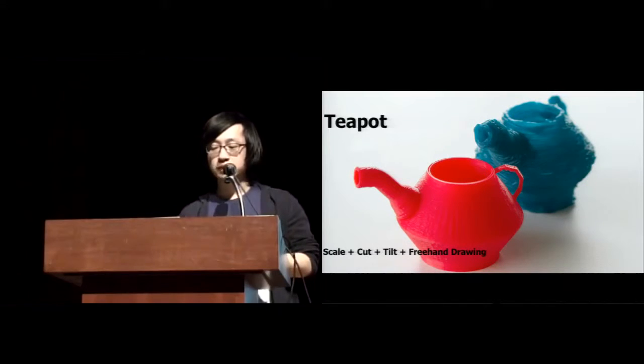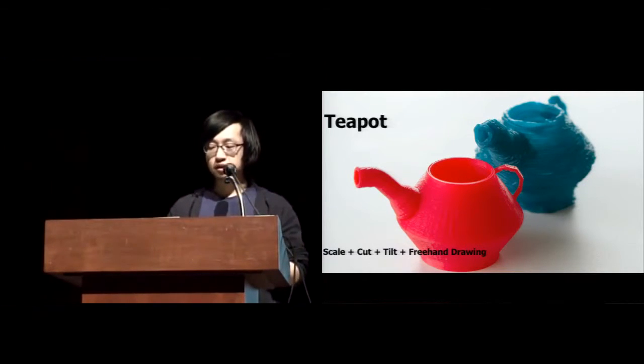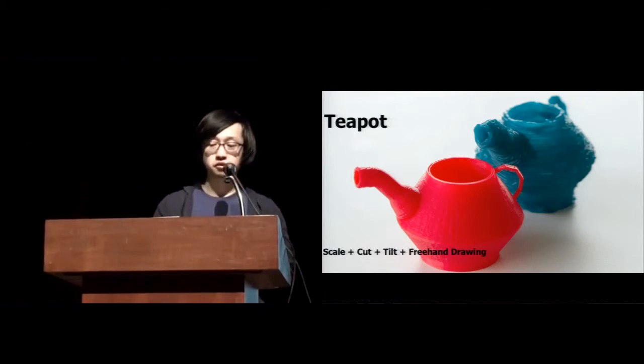This is a teapot we made with D-Coil. The body is built with a scale up and down function, and then we have the cutter hole out the teapot body. And then we extrude the spout with another scale and tilt method. We finally made the handle with a freehand drawing function supported by D-Coil.